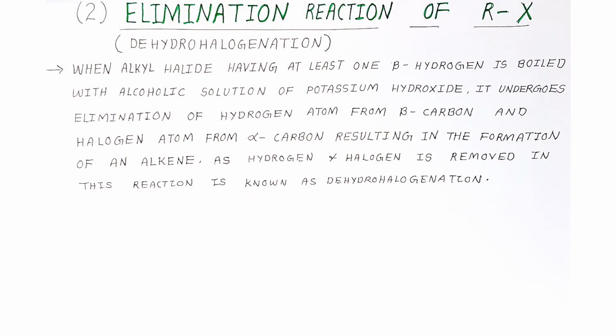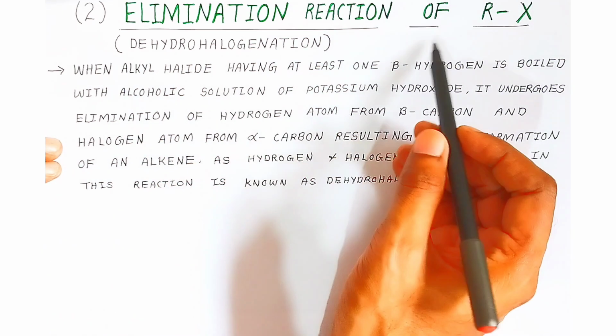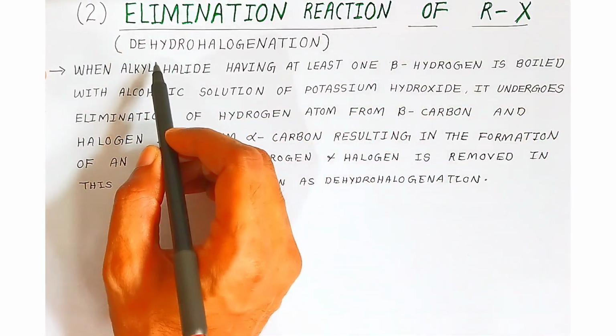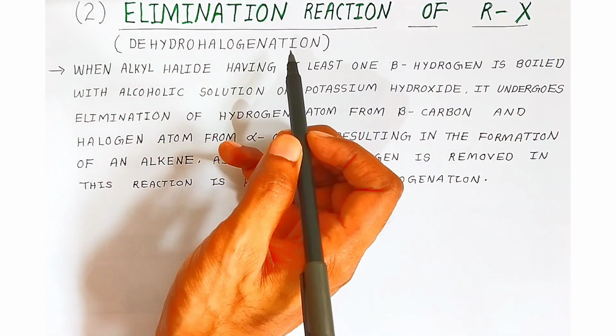In this video students, we are going to see the chemical properties of alkyl halide and aryl halide, that is elimination reaction. Okay students, in the last video we have seen the substitution reaction. In this video we are going to see elimination reaction. So elimination reaction of alkyl halide and aryl halide. Elimination reaction is also called dehydrohalogenation.